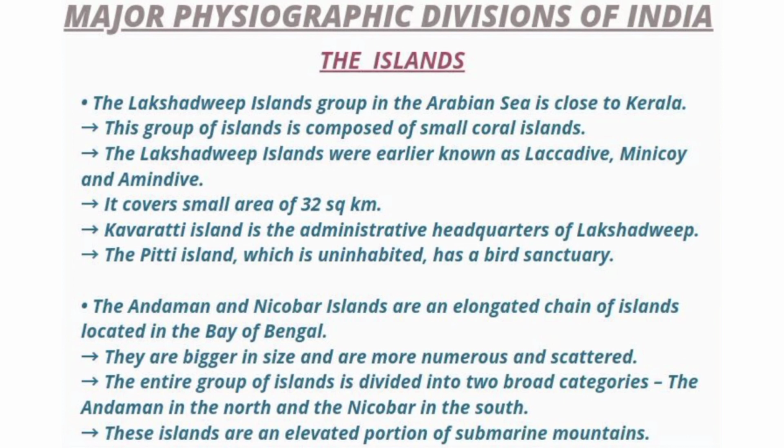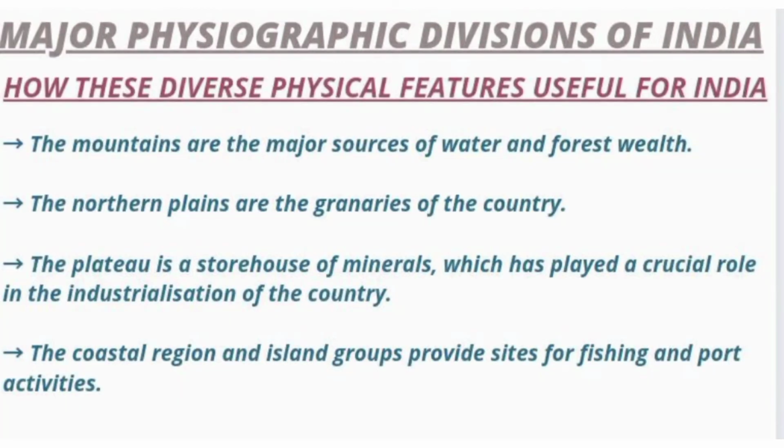The Andaman and Nicobar Islands are an elongated chain of islands located in the Bay of Bengal. They are bigger in size and are more numerous and scattered. The entire group of islands is divided into two broad categories: the Andaman in the north and Nicobar in the south. These islands are an elevated portion of submarine mountains. The mountains are a major source of water and forest wealth.